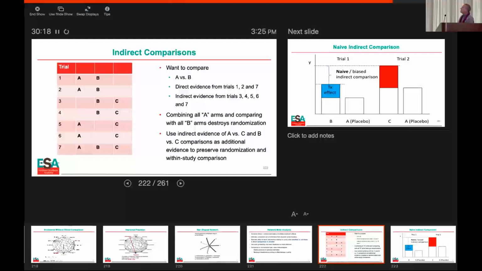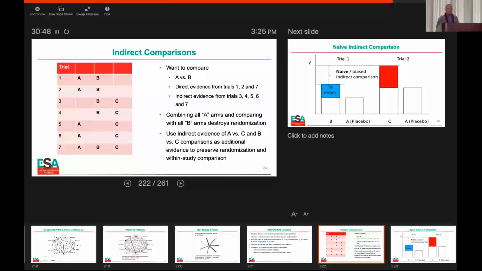In particular, let's say, for example, that trials 3 and 4 had particularly unhealthy individuals, so the event rates were very high. And trials 5 and 6 had particularly healthy individuals, so the event rates were low in both groups. Then on average, the A's would be better than the B's, but just because of what trials they were in, not because they were actually better.